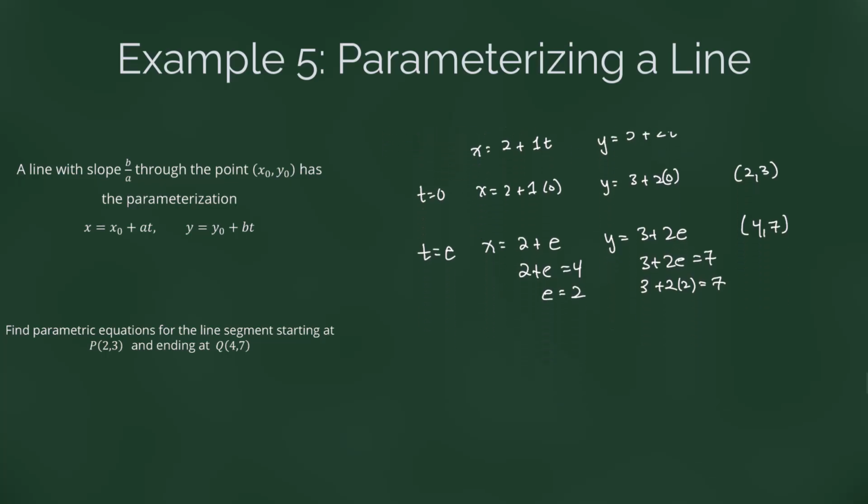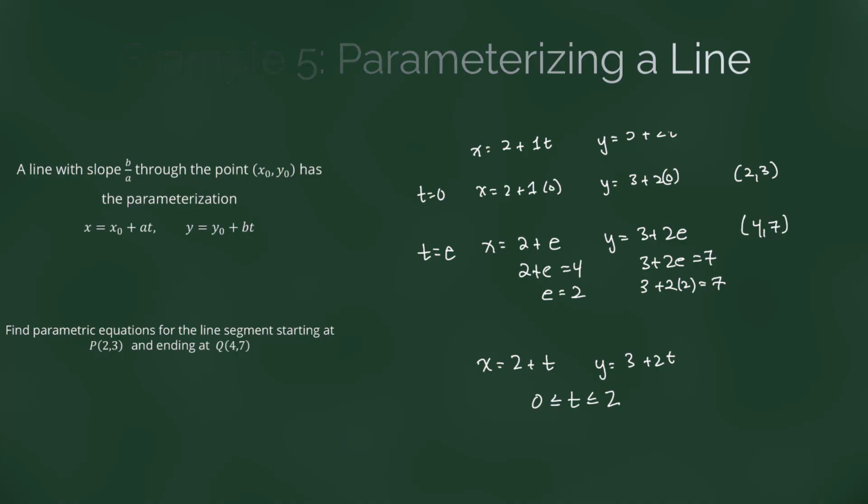So what we see then is that our final parameterization is that x is 2 plus t, and y is 3 plus 2t. And we're going to restrict t. T starts at time 0 when we're at point P, and t ends at time 2 when we've made it all the way over to point Q.